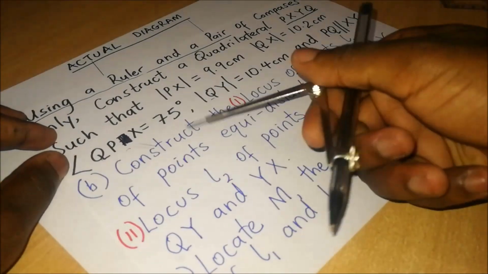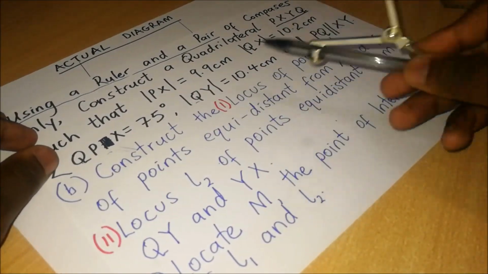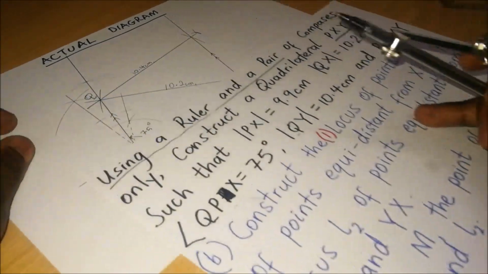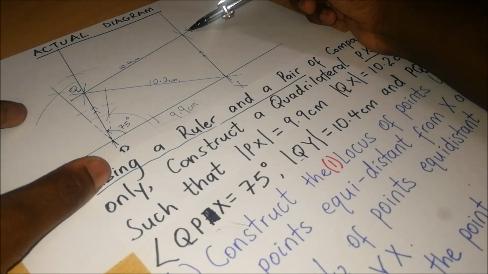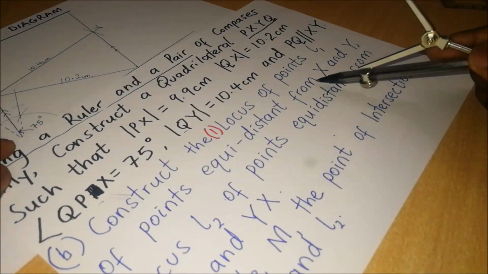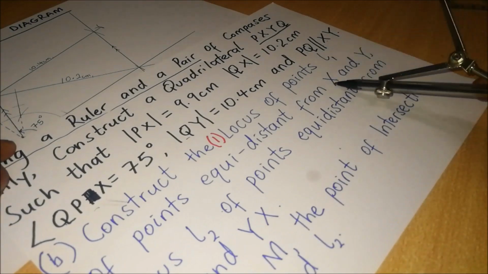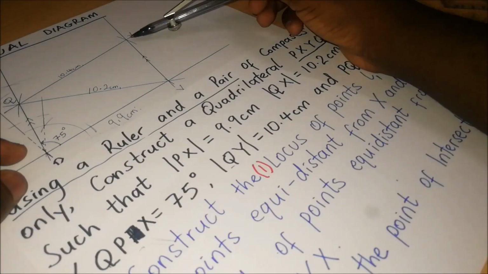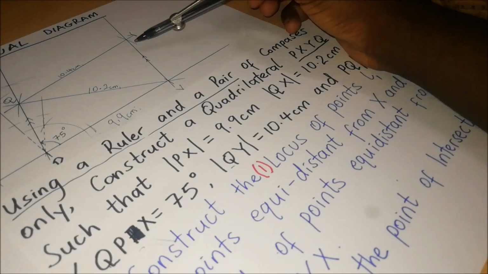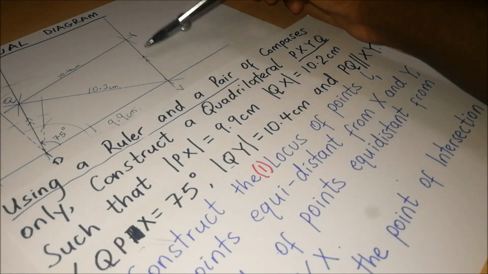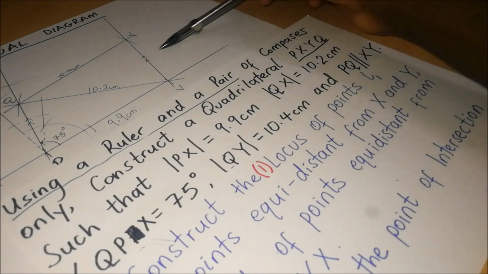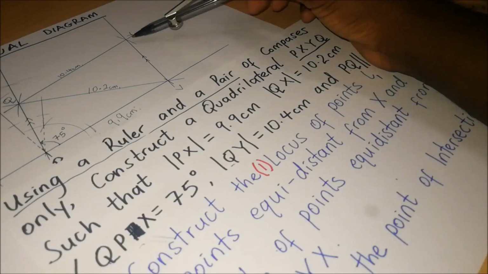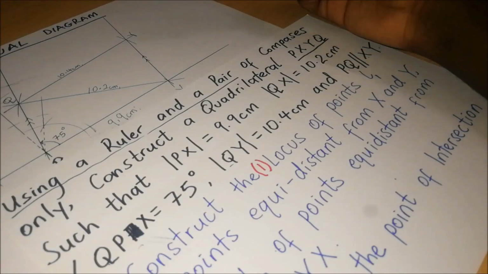So the first question says: construct, Roman one, a locus of points L1 of points equidistant from X and Y. So we have point X here and point Y here. If they want us to find a locus of points that are equidistant from X and Y, they are indirectly telling us to bisect line XY, because the locus of points that are equidistant from these two points is the line that is in between. And that line in between these two points is the same as saying you're bisecting this line. So that's what we're going to do.